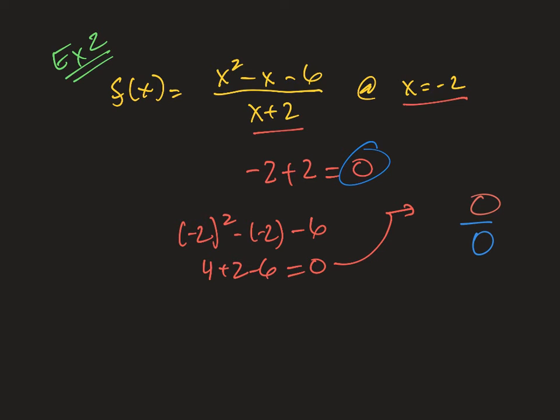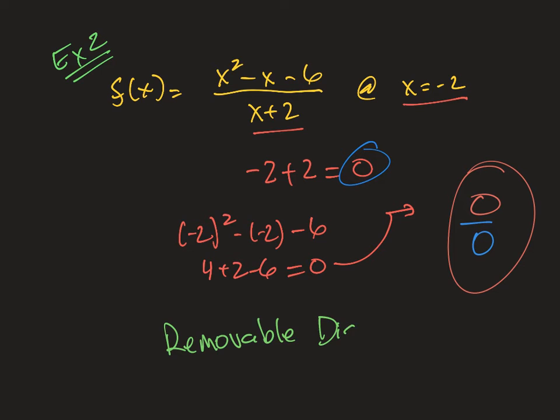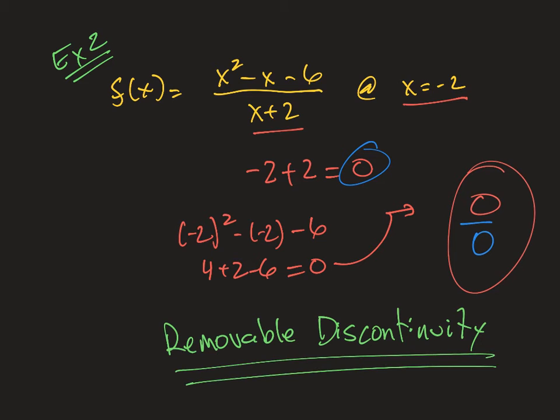Now, algebraically, that means that this x plus 2 is going to cancel, but we don't care. All we want to know is what kind of discontinuity this is. If you get a 0 over 0, we are going to put removable discontinuity, because if I divide out the x plus 2 factor, I get rid of the discontinuity. So that's a removable discontinuity. 0 over 0 is removable. Okay?